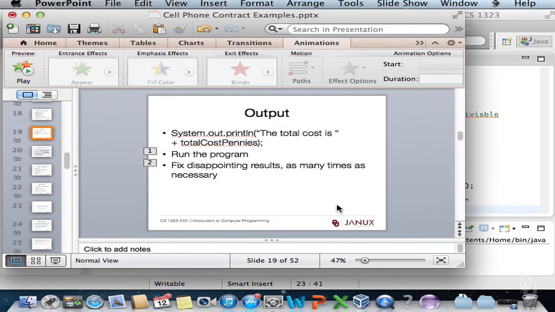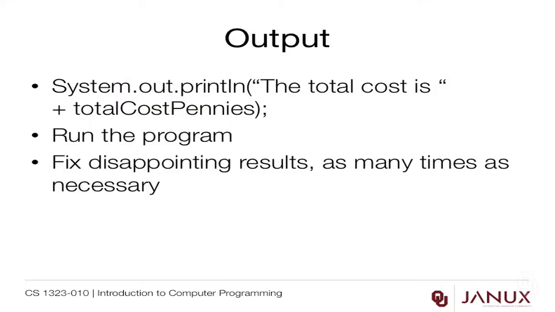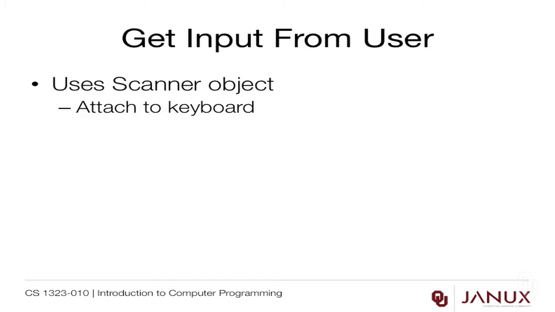Now you can get a lot of these disappointing results. It's one of the reasons you need to start programs really early, so that you have time to figure out what's going wrong and even get other people to help if you need that. So we've run our program, we fixed our disappointing results. The next thing we need to do is to get input from the user, because that's when programs really get exciting. It's when you can control what they're doing.